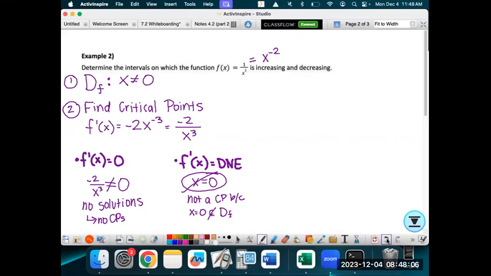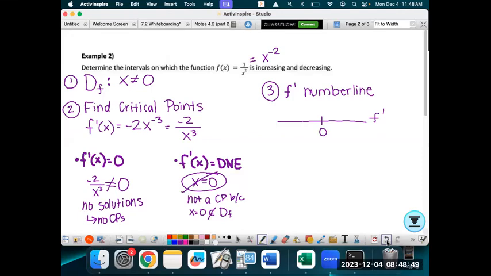Because remember, we test not just critical points, but we also test the discontinuities from our function, which we have one, we have 0. So I'm going to do that third step and create our number line, our f prime number line. Okay, so normally it would be critical points and any discontinuities from our domain. We only have discontinuities from our domain, no critical points. So only putting the 0 on there.